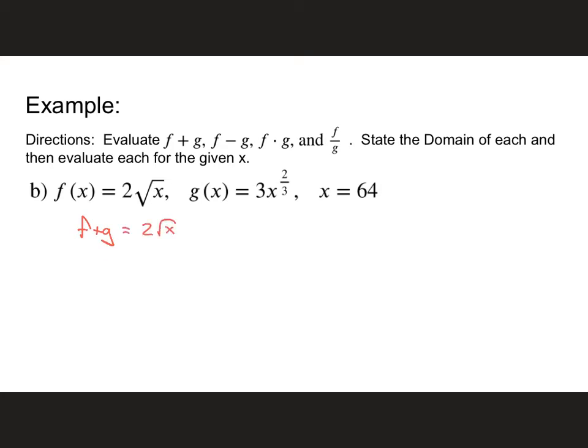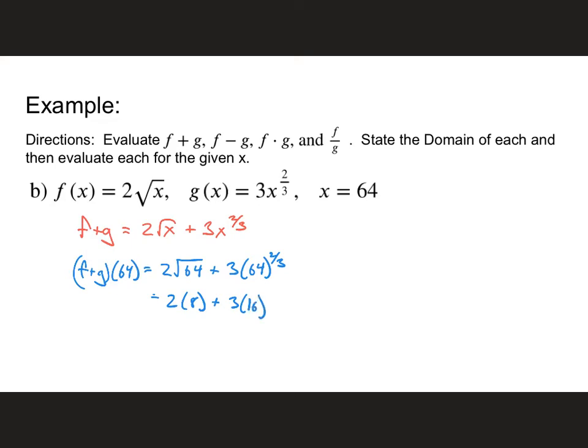All right, first things first, let's do f plus g. That's going to be 2 square roots of x plus 3x to the 2/3 power. Yep, I'm done here. I can't do anything else with this. They're not like terms, so I can't combine them. All right, let's figure out what f plus g of 64 is going to be. That's 2 square roots of 64 plus 3 times 64 to the 2/3 power. 2 square roots of 64 is 8, plus 3 times... 64 to the 2/3 power is the same as the third root of 64, which is 4, squared, which is 16. Okay, my final answer here is then 64.